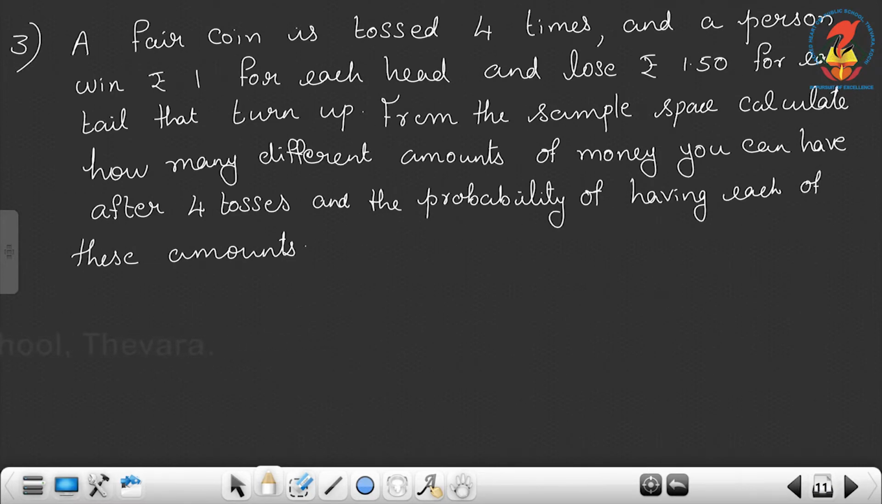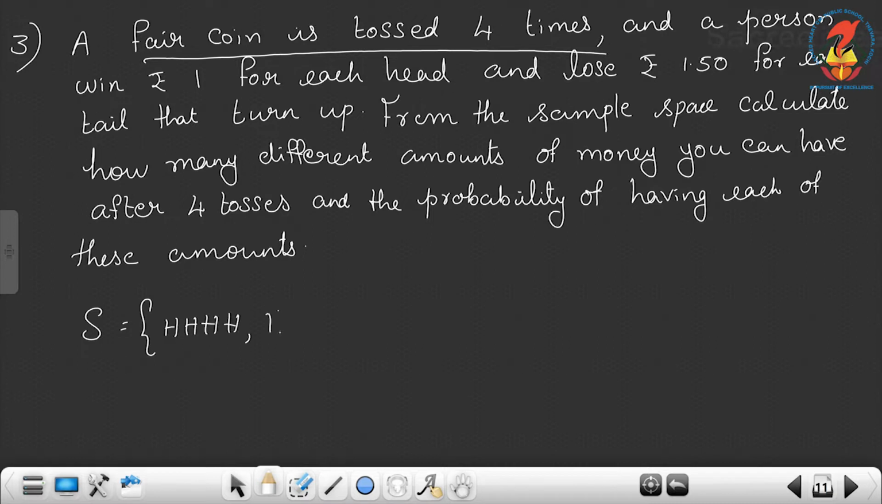Next one. A fair coin is tossed 4 times, and a person wins rupees 1 for each head and loses rupees 1.50 for each tail that turns up. From the sample space, calculate how many different amounts of money you can have after 4 tosses and the probability of having each of these amounts. So the sample space is a coin tossed 4 times. Fair coin means equal chances to get head and tail. So 4 times, what is the sample space?